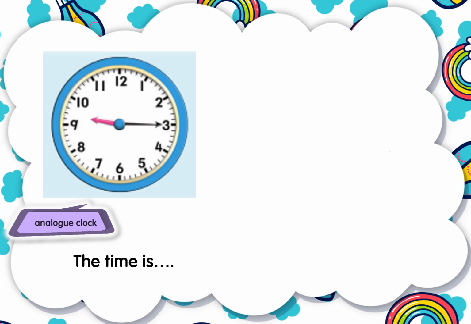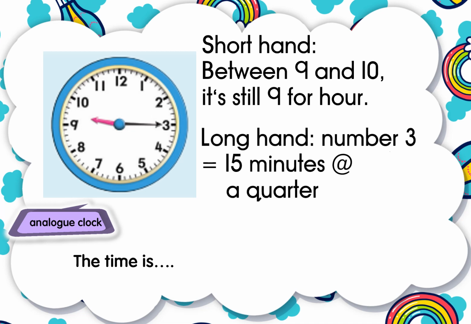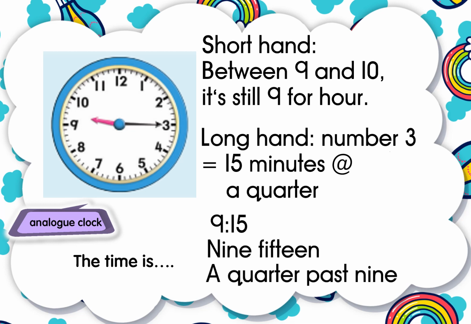Otherwise, the analog clock, we look at the short hand, it is between 9 and 10, so it's still 9 for the hour. The long hand points to number 3, it means 15 minutes or a quarter. So the time is 9:15, 9:15 or a quarter past 9.